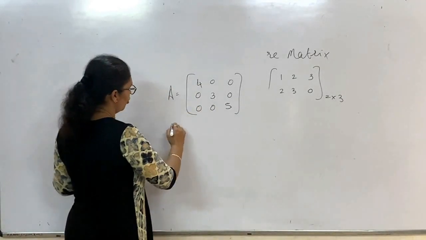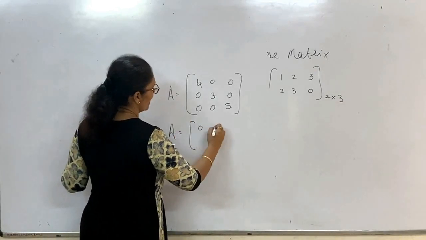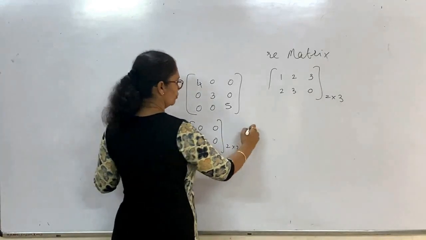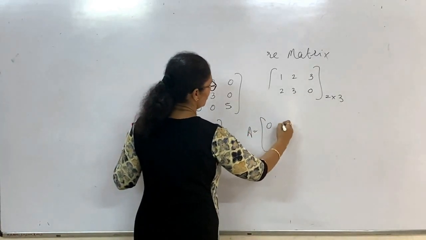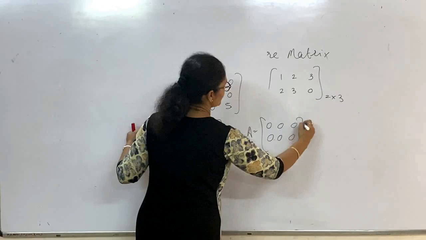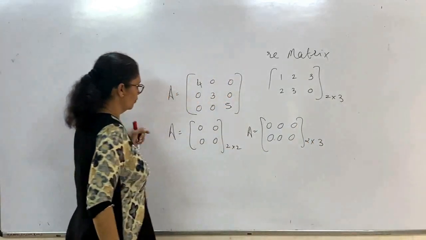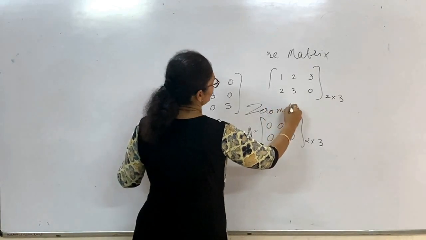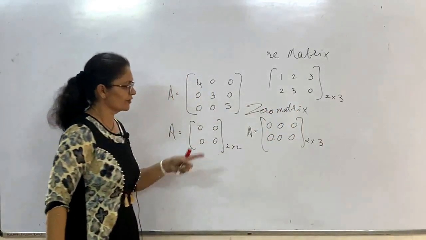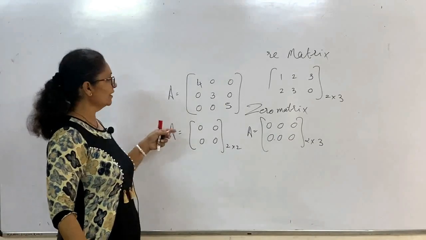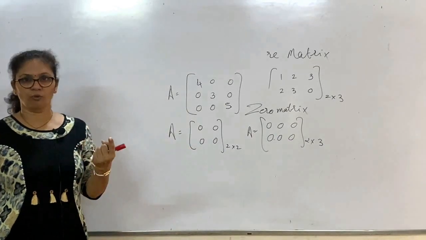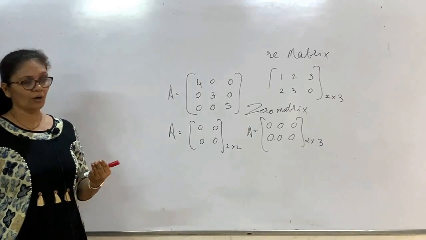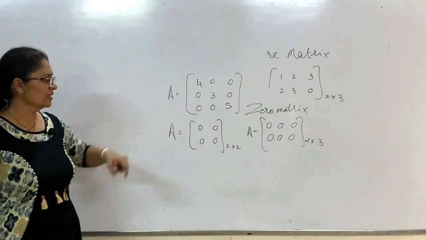The fourth one is the zero matrix. Zero matrix means all the elements of the matrix are 0, whether in 2 by 2 or 2 by 3, whatever, all the elements should be 0. So this matrix is called a zero matrix. So it is clear which types of matrix we have learned: the row matrix, the column matrix, then the square matrix, diagonal matrix, scalar and zero matrix.